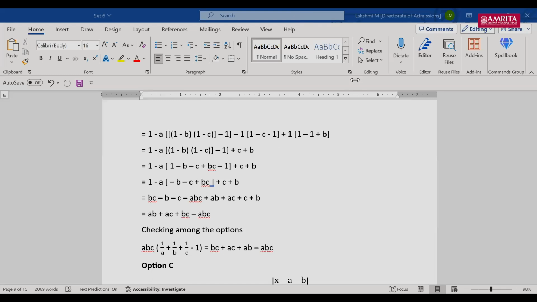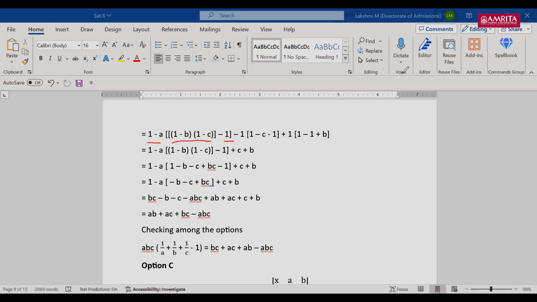Okay, Sanjay, please do recheck. Sometimes you might have missed a sign, which can lead to negative marking, that can lead to losing 1 mark that you've scored. So please be careful when you're solving. So what I've done is 1 minus A, 1 minus B, 1 minus C, minus 1. The next one is minus 1 into 1 minus C minus 1, plus 1 into 1 minus 1 plus B.